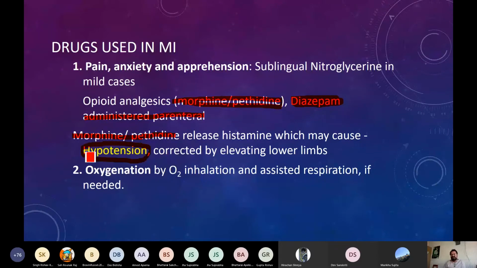Oxygenation by O2 inhalation is needed here, but mind you, if this person does not have a chest problem like COPD, then high flow oxygen therapy is contraindicated because it can lead to oxygen poisoning. So we have to give 4 to 6 liters per minute of oxygen. Very high saturation of oxygen should not be provided, and if needed, assisted respiration or ventilatory support should be there for the patient. For quick response, the team should have all these things ready in the hospital.